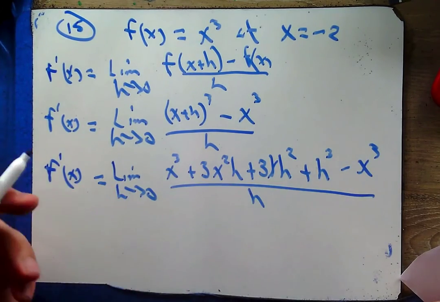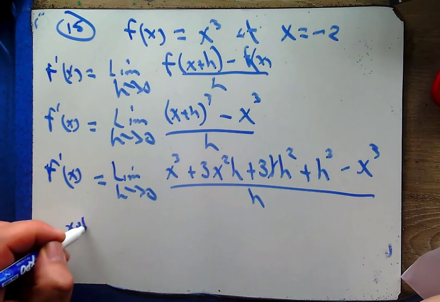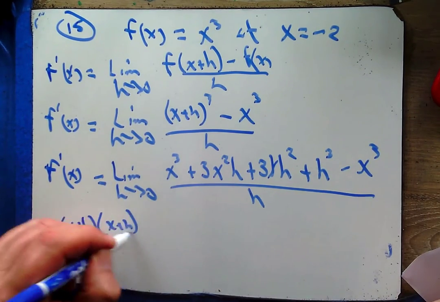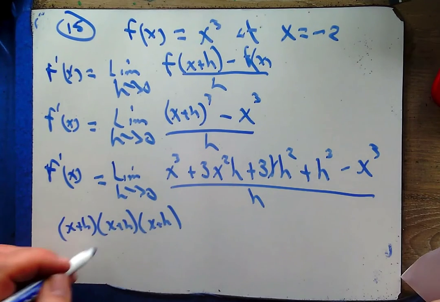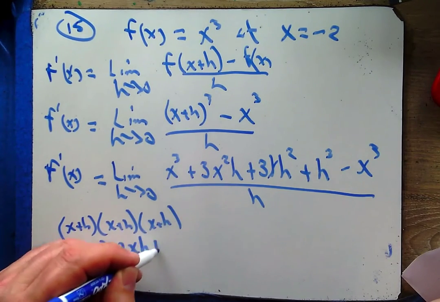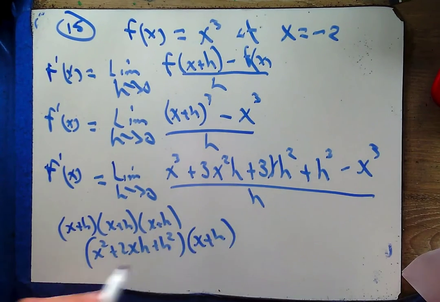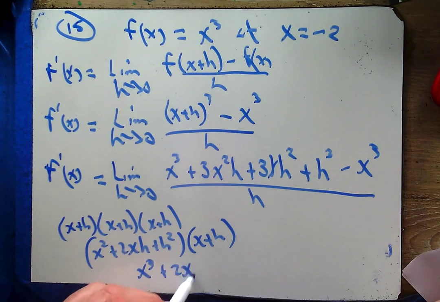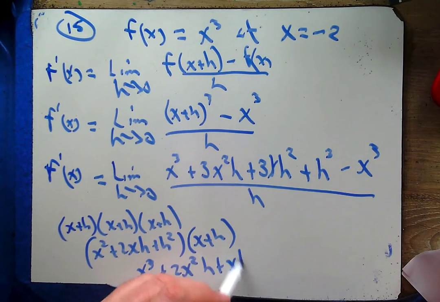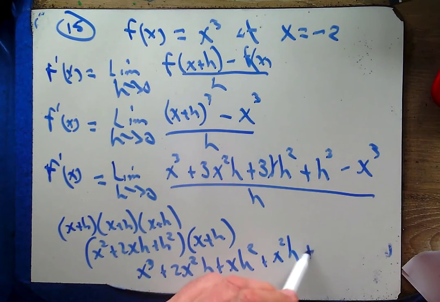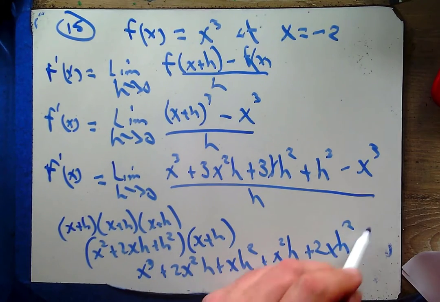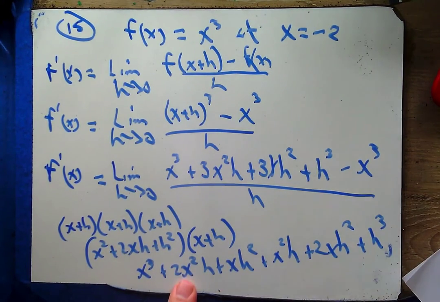How did I do that? Well, I did the binomial expansion. If I had to go the long way, I'd FOIL these out and have x squared plus 2xh plus h squared. And then I would distribute an x plus h into those. So I have x to the third plus 2x squared h plus x h squared, and then distribute the h: plus x squared h plus 2x h squared plus h to the third. And notice I have 2 of these plus 1 of them, that makes 3 of them, and 1 of them plus 2 of them, that makes 3 of them.